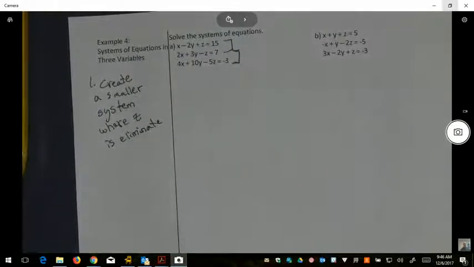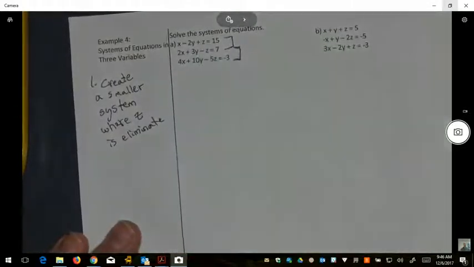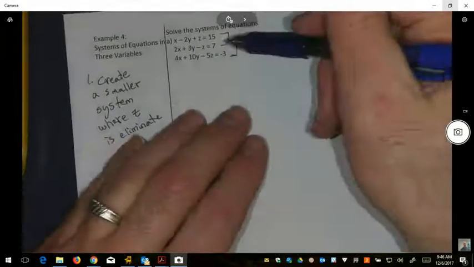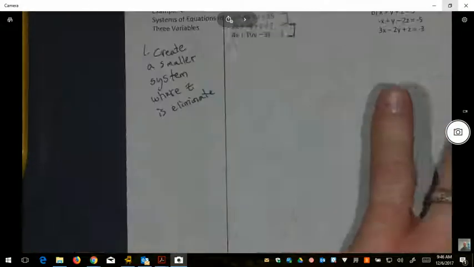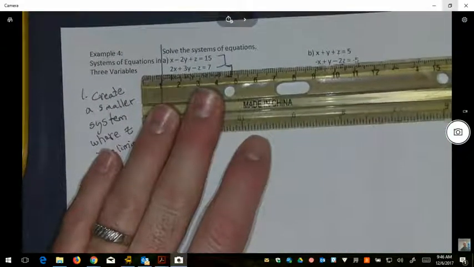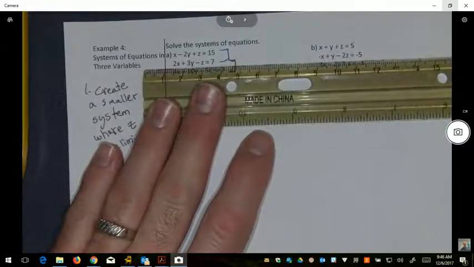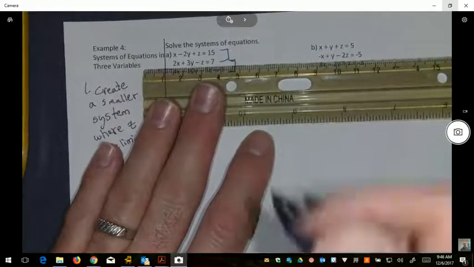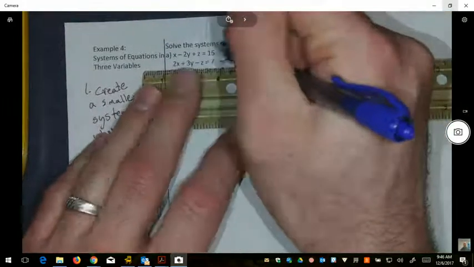If you know your answer for x and y, could you find z? What would you do with x and y? Just plug them in, and then all you have is a 1 variable equation. So looking at, let me cover it up. It won't be completely covered, but we'll pretend it's not there. We're looking at just the top 2 equations, and I want to eliminate z. How am I going to get them to be opposites? They already are. Awesome. So since they're already opposites, that gives me the following system when I add them.